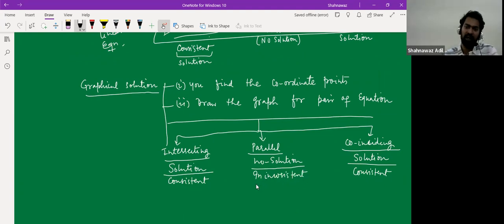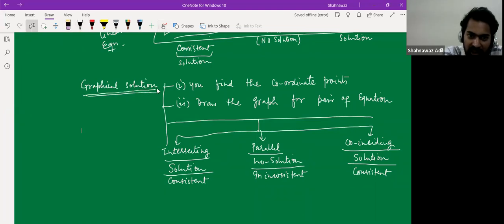Okay. And further, you will learn that this is called the unique solution and this is called the many solutions. Because intersecting means that it cuts only at one point, right? Only one solution. Yes, sir. So that's why you call that it has a unique solution, only one solution. And coinciding means that it is over the second line, which means that this has many solutions, right? Yes, sir. So this was about the graphical solution.